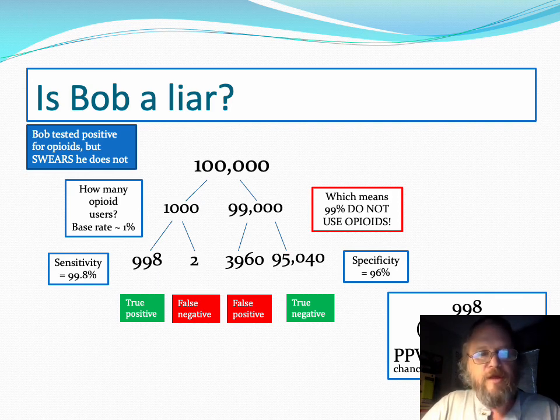So the key thing here is the base rate. If the base rate is rare, then the tests, no matter how good they are, are going to find far more false positives than true positives.